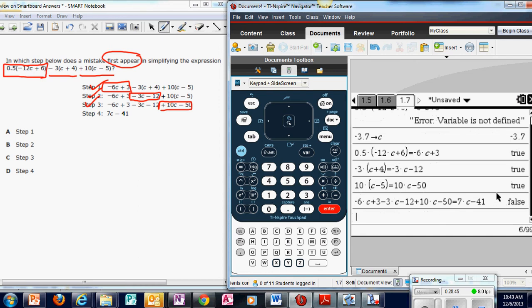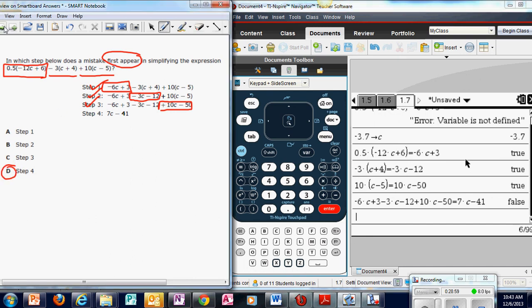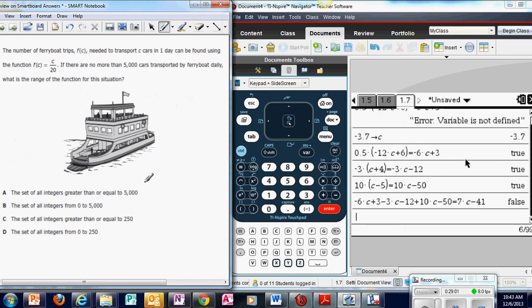And sure enough, it says false. Again, the smartest thing would be, if you've checked all of these, utilize the easier equation, but sometimes it's safer to go from the beginning because you may have made a mistake in between. So D is our answer choice there.